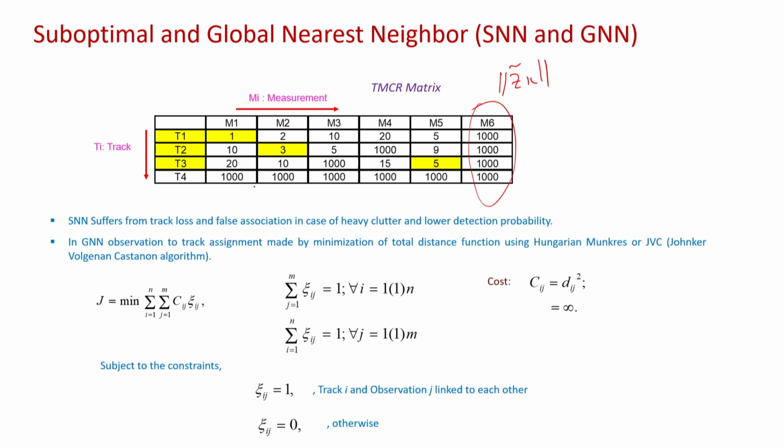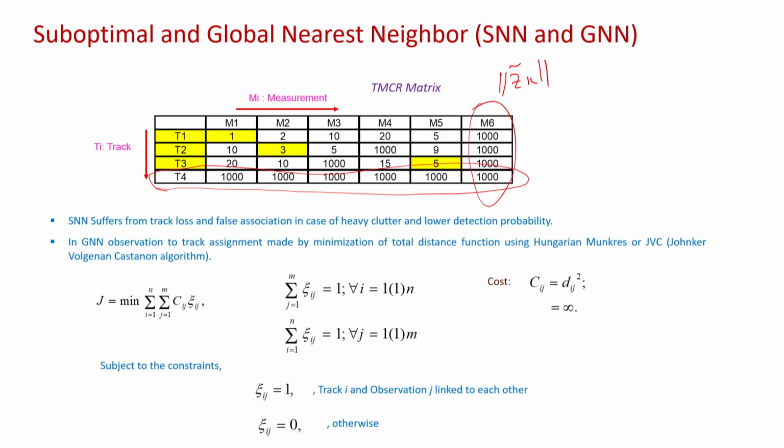So, either this is a misdetection for T4, or it could be dead if it is prolonged, if it is continuously not getting any measurement. I then have to delete T4 after a certain scan or interval, 10 cycles or 5 cycles as per your choice. For the remaining T1, T2, T3, M1, M2, M3, M4, M5, I now have to solve an assignment problem if I use global nearest neighbor.